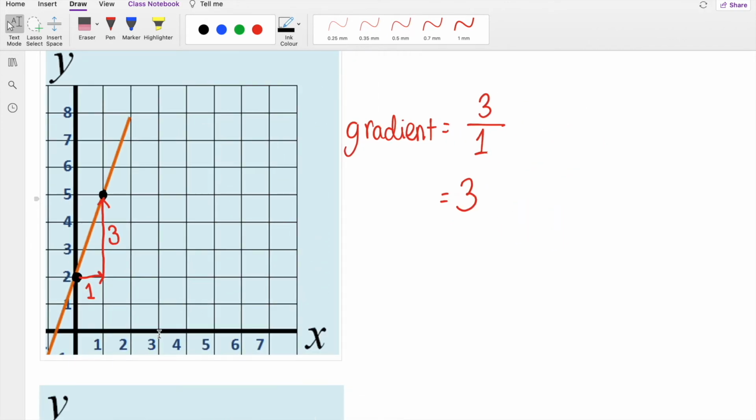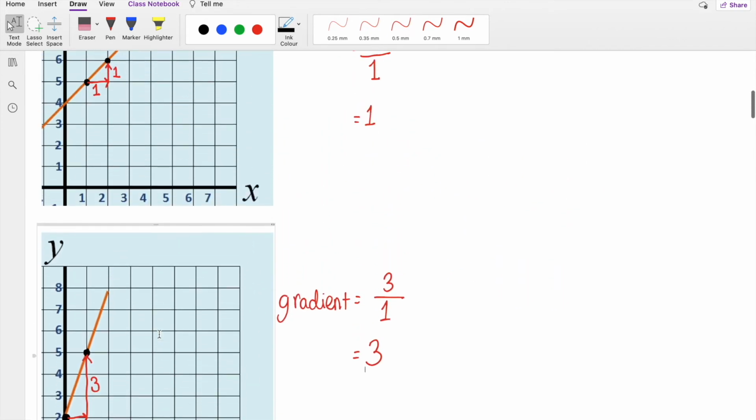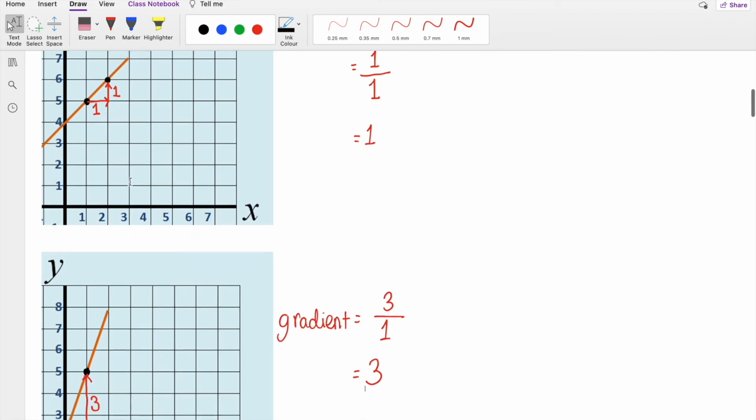Now if we just quickly compare the two lines, this one had a gradient of 1. You can see this one is more steep. This one is less steep. And if there were hills, obviously this one would be steeper in real life if you had a gradient of 3.